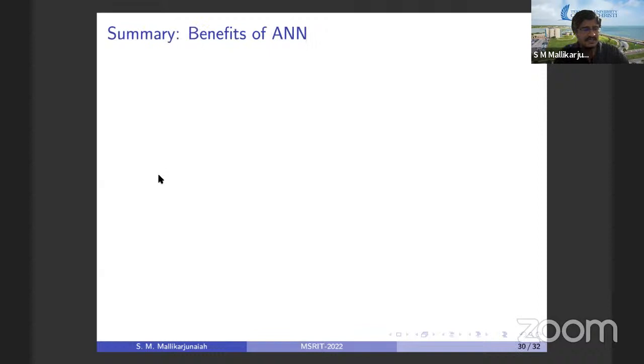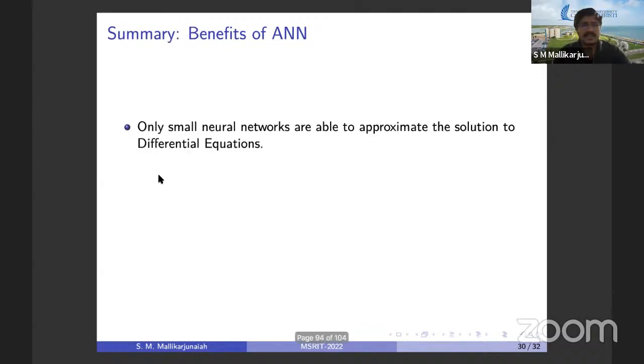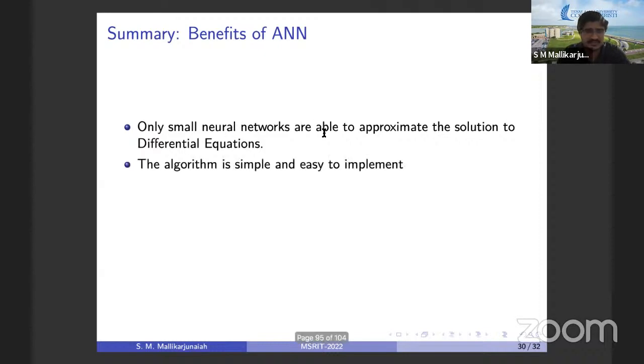Now let's list out some benefits. Number one, you can use only a small neural network. If you just use one layer with 8 neurons, that is perfectly fine. You can obtain a loss of 10 to the minus 8, minus 7, like that, and be able to approximate the solution to differential equations. Now, the algorithm is very simple and easy to implement.